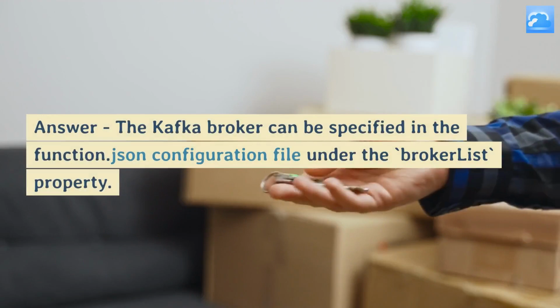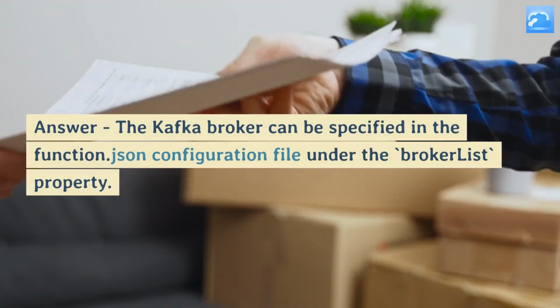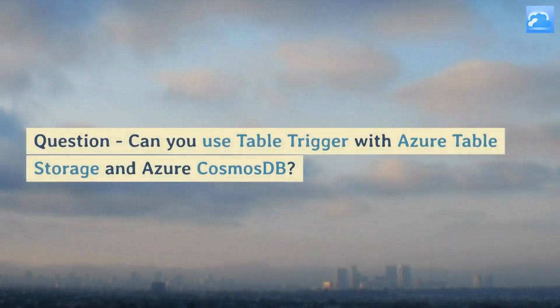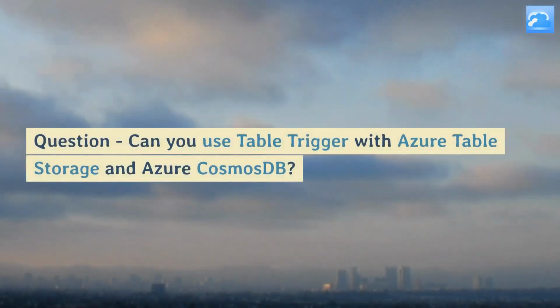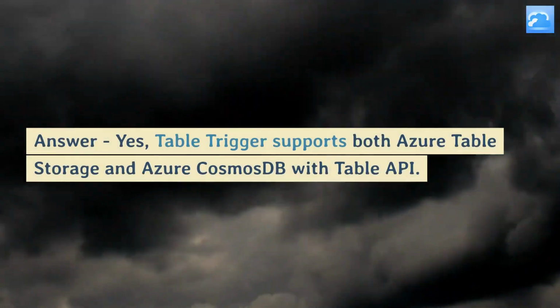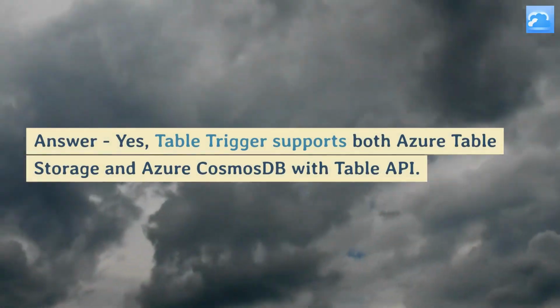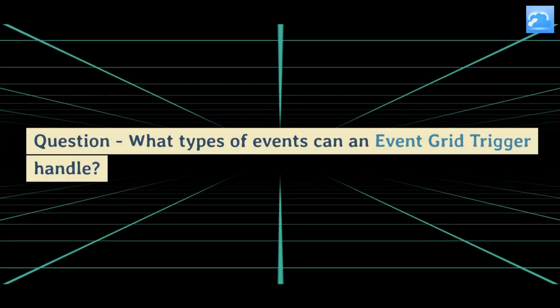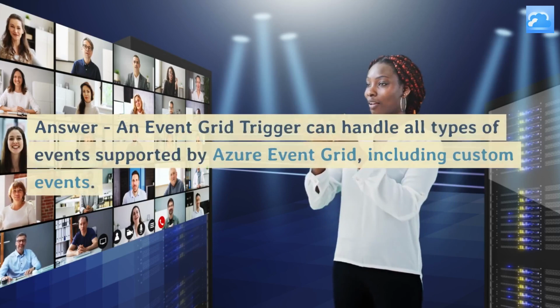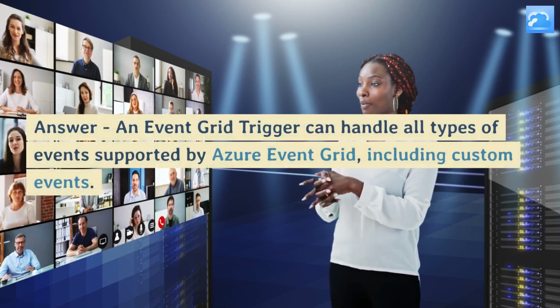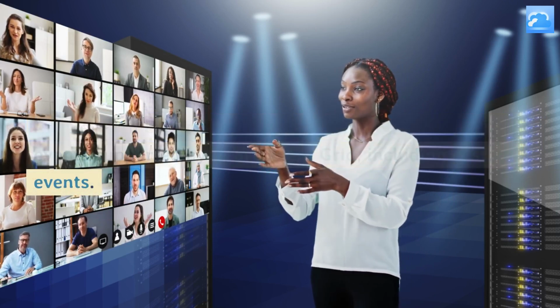Answer: the Kafka broker can be specified in the function.json configuration file under the broker list property. Question: can you use table trigger with Azure Table Storage and Azure Cosmos DB? Answer: yes, table trigger supports both Azure Table Storage and Azure Cosmos DB with Table API. Question: what types of events can an event grid trigger handle? Answer: an event grid trigger can handle all types of events supported by Azure Event Grid, including custom events.